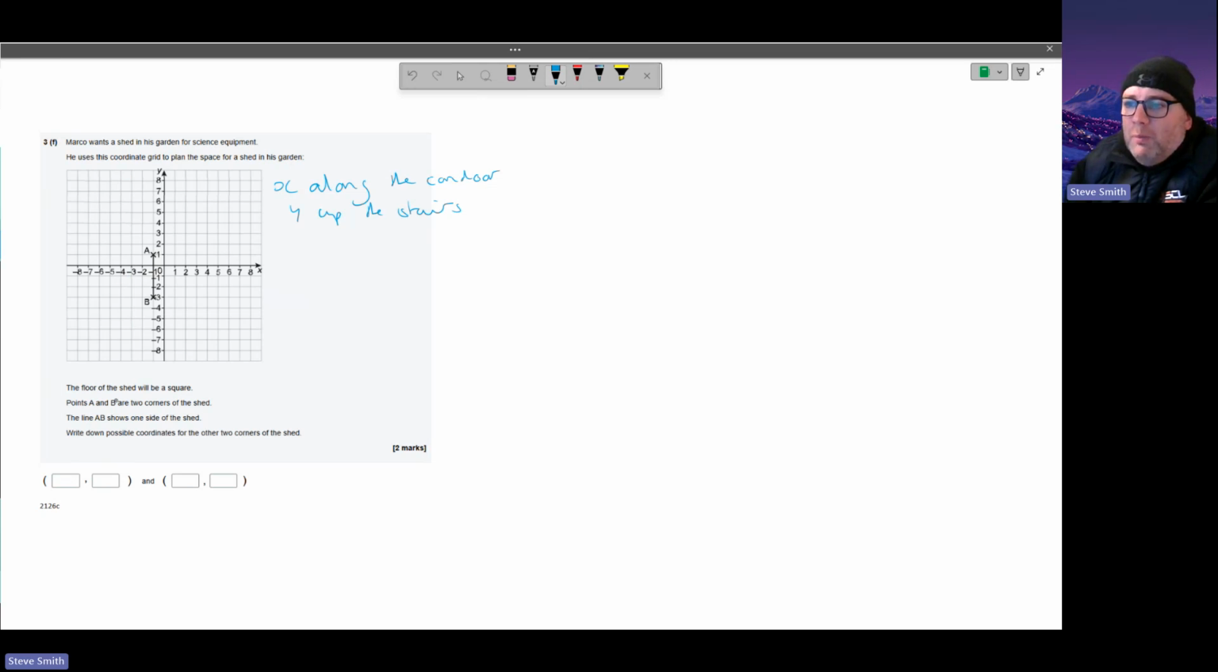Okay, so the line AB shows one side of the shed. Write down the possible coordinates for the other two. We said it's square, so we're going from 1, 2, 3, 4. We've gone 4 squares down, so it's 4 squares.